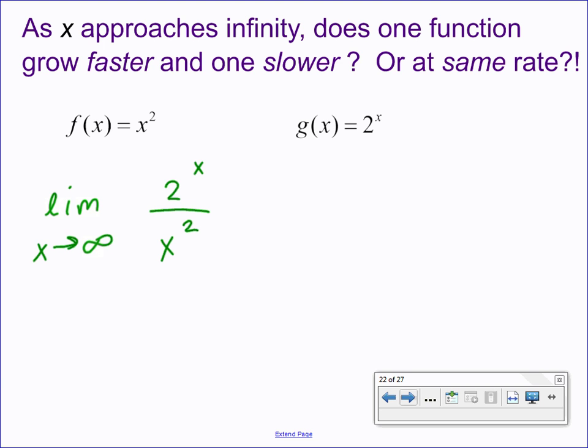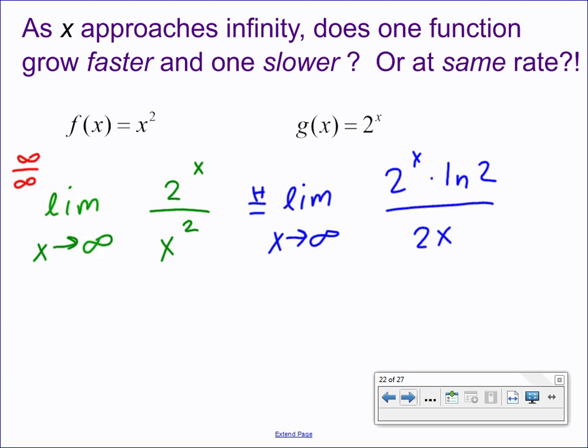Well, as x goes to infinity, we get infinity over infinity. Well, that just so happens to be an indeterminate form that authorizes the use of L'Hopital's rule. So we could apply L'Hopital's rule if we're trying to evaluate this algebraically. That is the derivative of the top over the derivative of the bottom. And try again. As I do that, I notice my top, 2 to the x times ln 2, is still infinite as x grows towards infinity. And my bottom is also infinite.